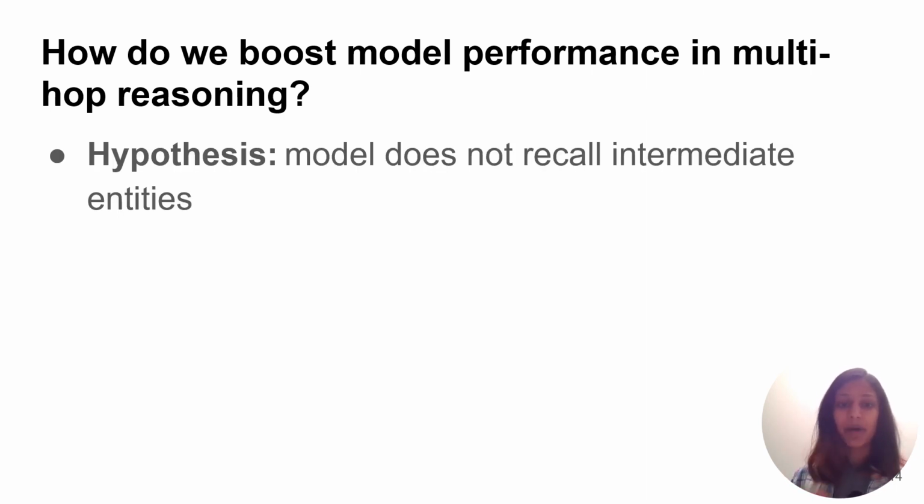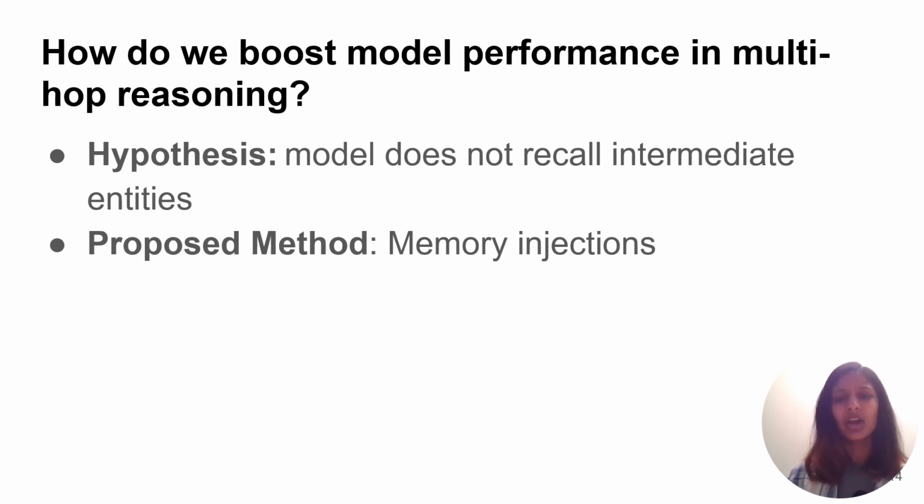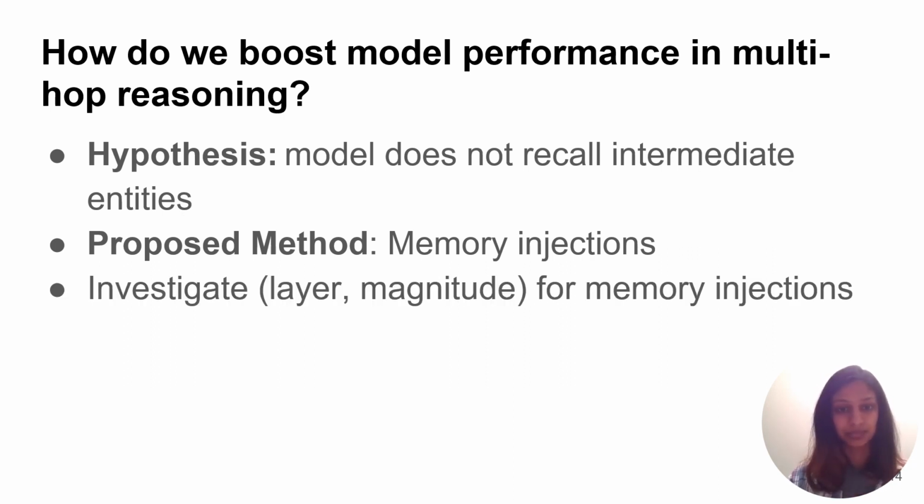We start with a hypothesis. These models are struggling in multi-hop settings because they're having trouble recalling that intermediate entity in the prompt. We explicitly test this hypothesis by proposing a method called memory injections. Memory injections are just a way for a user to provide the model a hint when it's doing inference on a particularly tricky prompt, such as a multi-hop reasoning prompt.